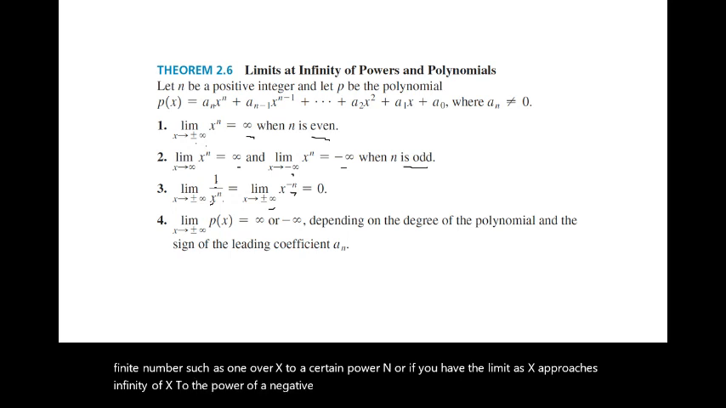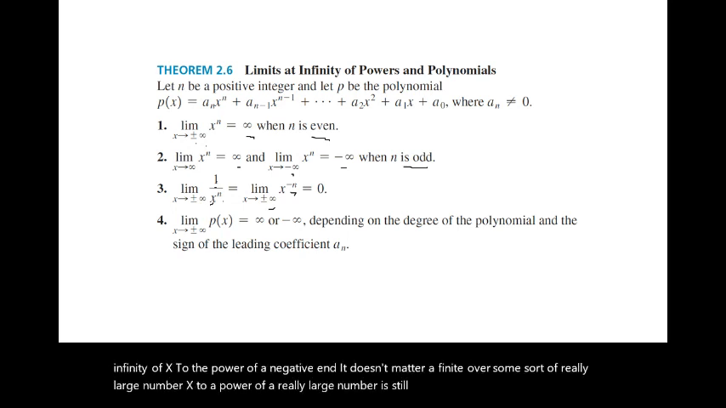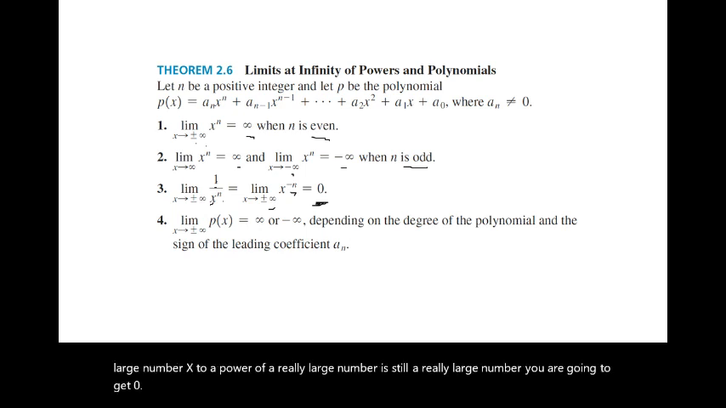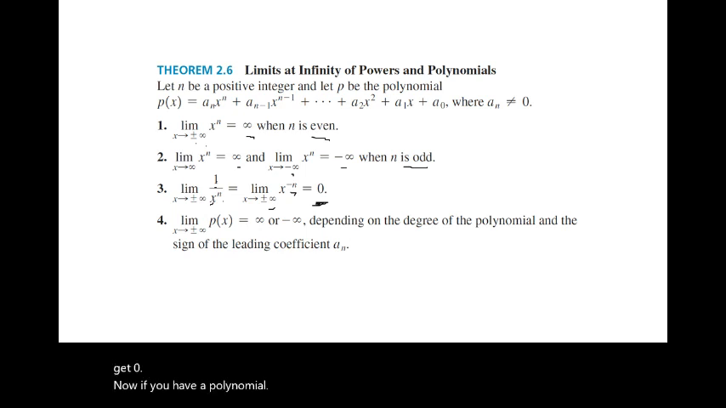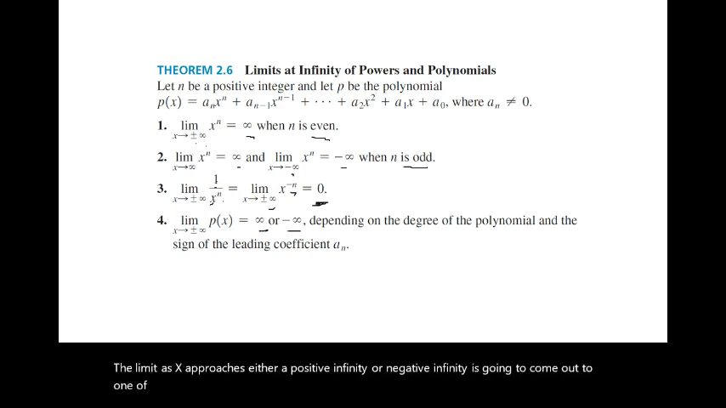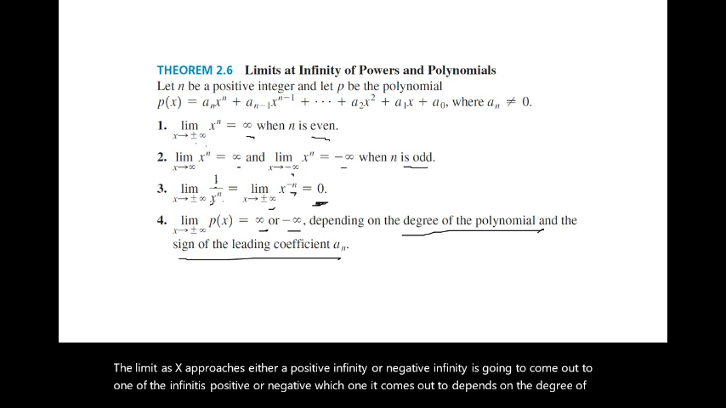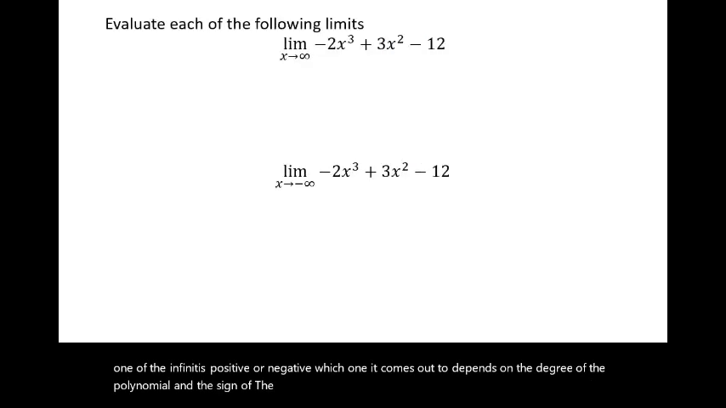A finite over some sort of really large number, x to a power of a really large number is still a really large number, you are going to get 0. Now, if you have a polynomial, the limit as x approaches either positive infinity or negative infinity is going to come out to one of the infinities, positive or negative. Which one it comes out to depends on the degree of the polynomial and the sign of the leading coefficient.